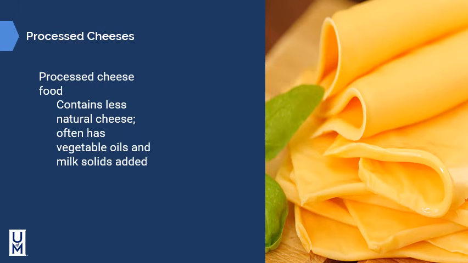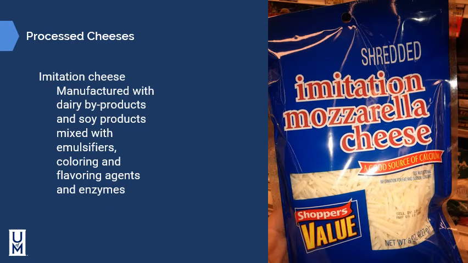Processed cheese food contains less natural cheese and often has vegetable oils and milk solids added to it. An imitation cheese is manufactured with dairy byproducts and soy products, mixed with emulsifiers, colorings, flavoring agents, and enzymes.